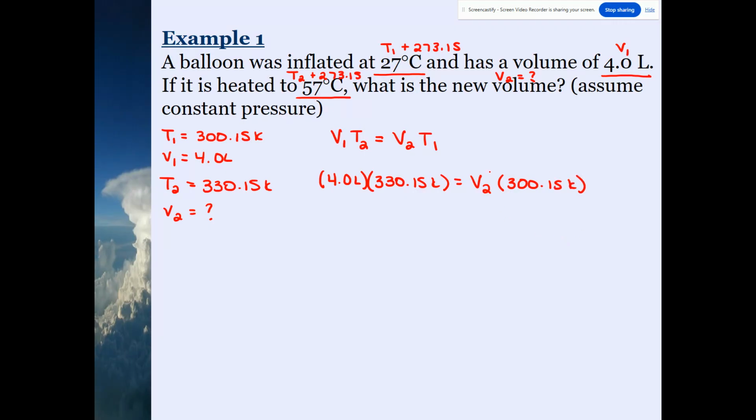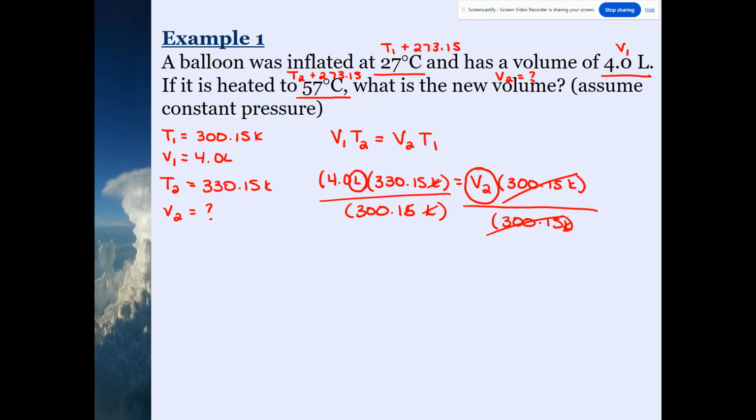Okay, so again, I'm isolating for V2. So I'm going to divide both sides by 300.15 Kelvin. Sorry, I forgot the Kelvin in that other side. So they cancel, and I'm left with V2 equals 4 liters times 330.15 Kelvin divided by 300.15 Kelvin. So my Kelvins cancel, and we're left with liters on the top.